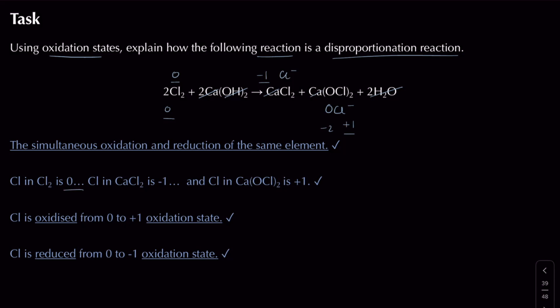And then, of course, we know chlorine in Cl2 has an oxidation state of 0, in CaCl2 -1, and then in Ca(OCl)2 is going to be +1 itself. So we know chlorine is going to be oxidized from a 0 to a +1 oxidation state and reduced from a 0 to a -1 oxidation state itself. And again, another example on how we can answer these questions on disproportionation.